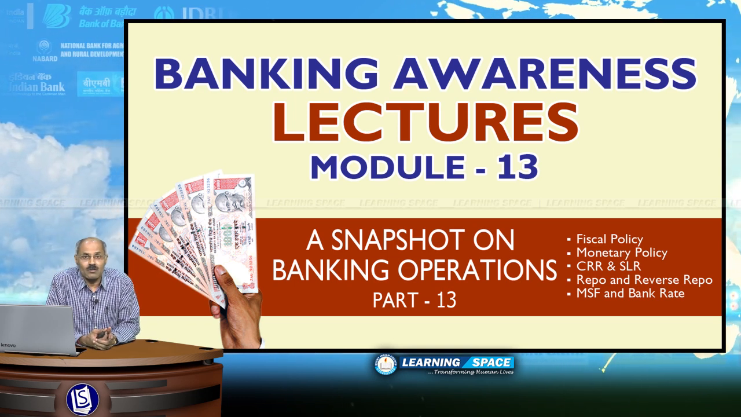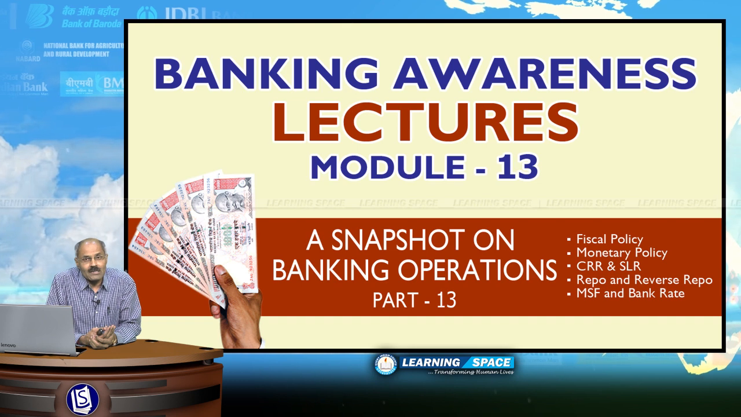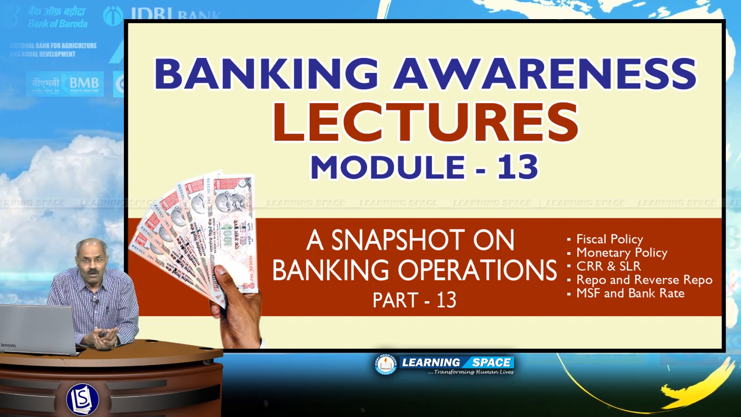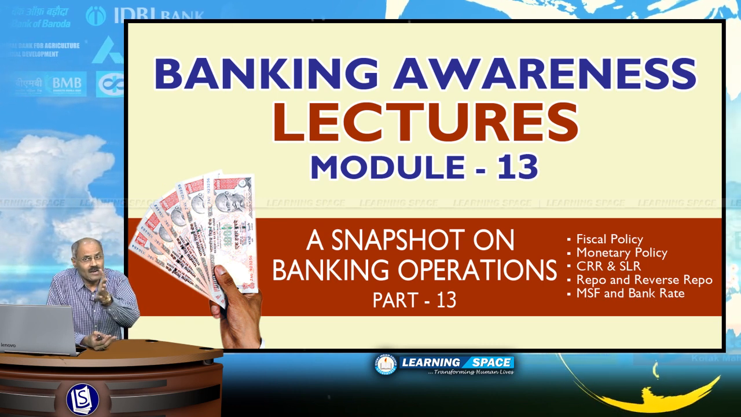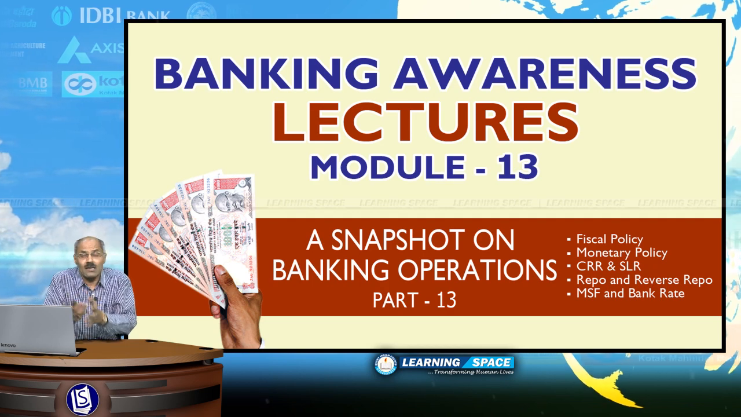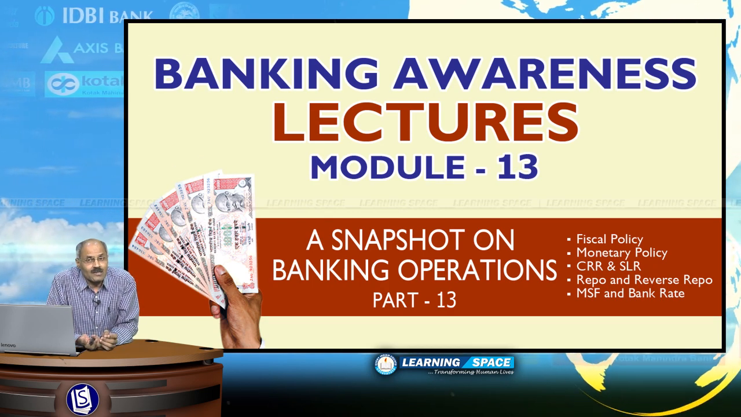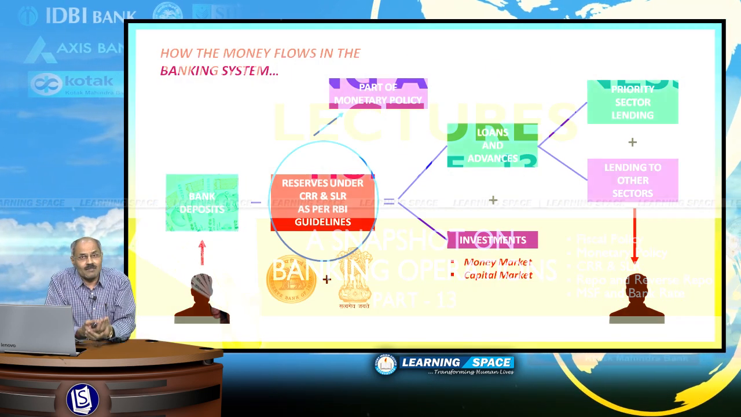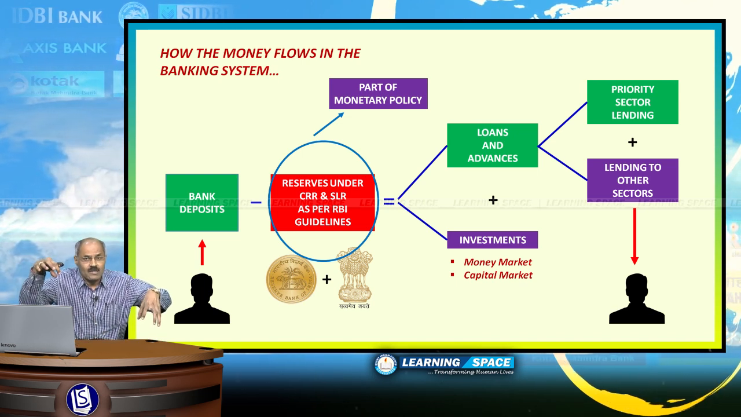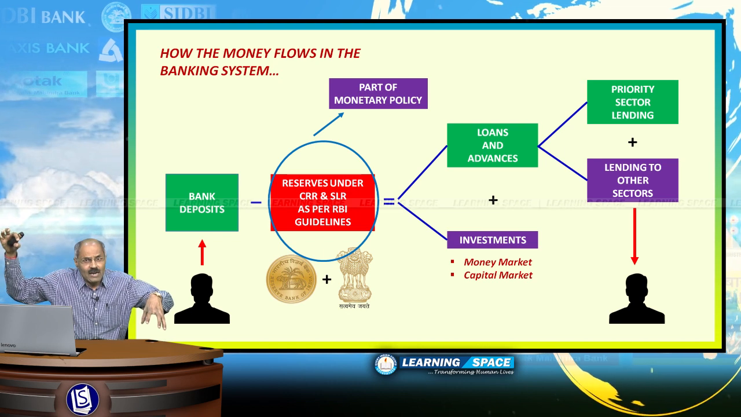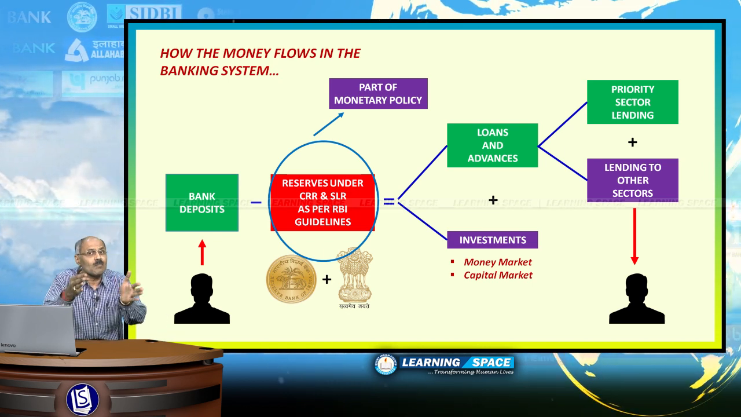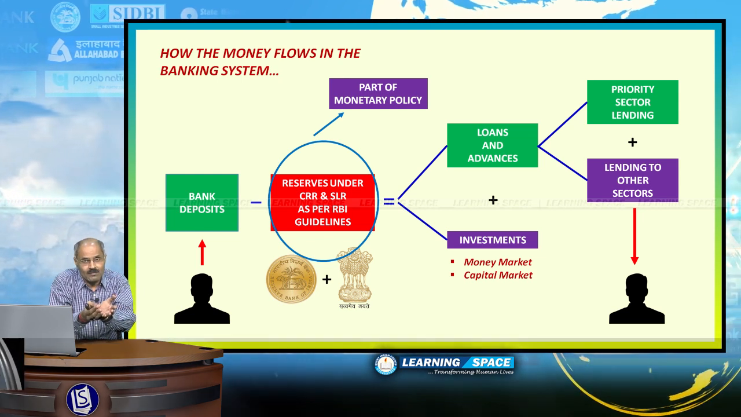We are going to discuss monetary policy, and the minor points which we are going to discuss here include fiscal policy, monetary policy, CRR and SLR, repo and reverse repo, marginal standing facility and bank rate. So let us look at this once again. Bank deposits we have discussed, then loans and advances we have discussed, priority sector lending we have discussed, and what is leftover is this monetary policy.